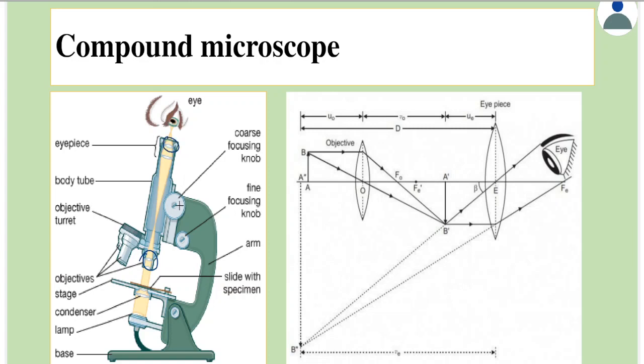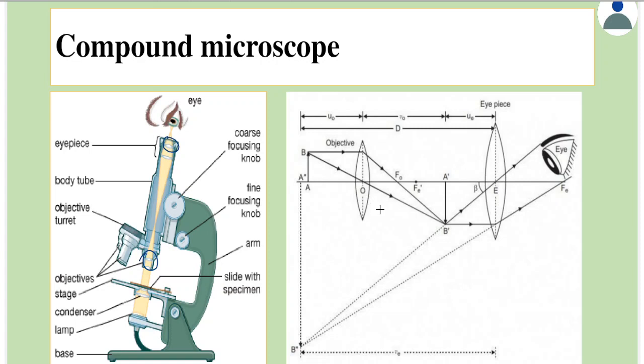Now for our purpose, we will take a compound microscope which has only two lenses. As seen here, the eyepiece has a greater aperture than the objective.